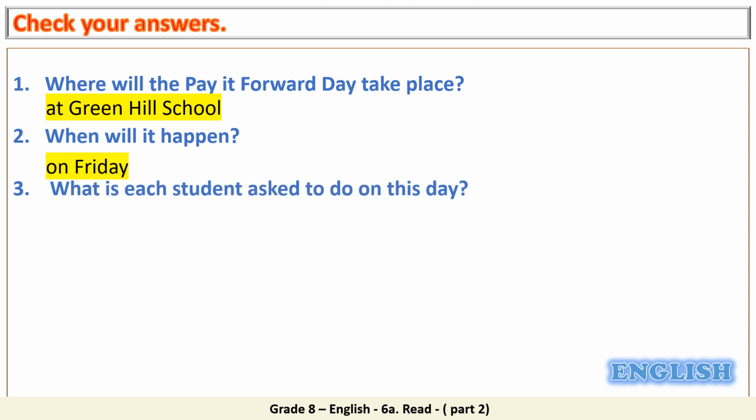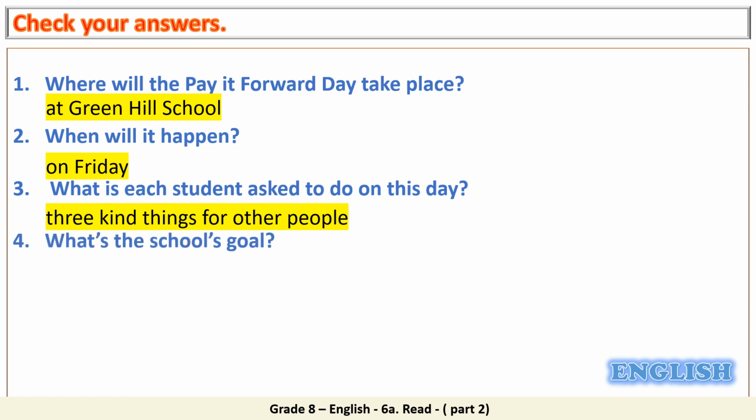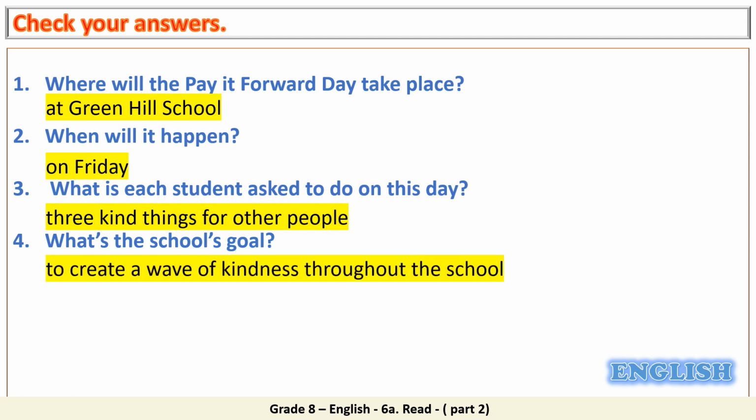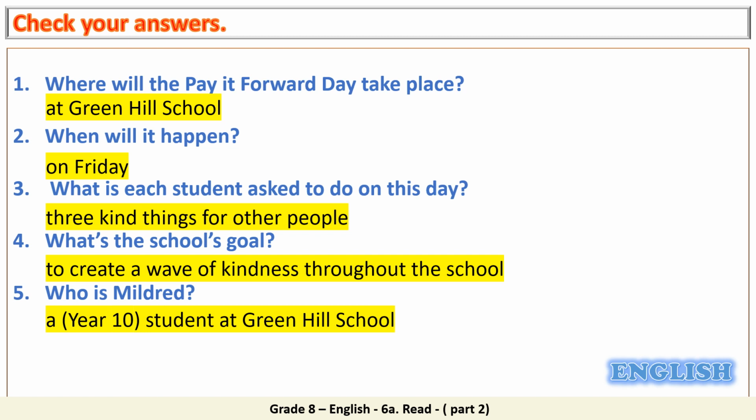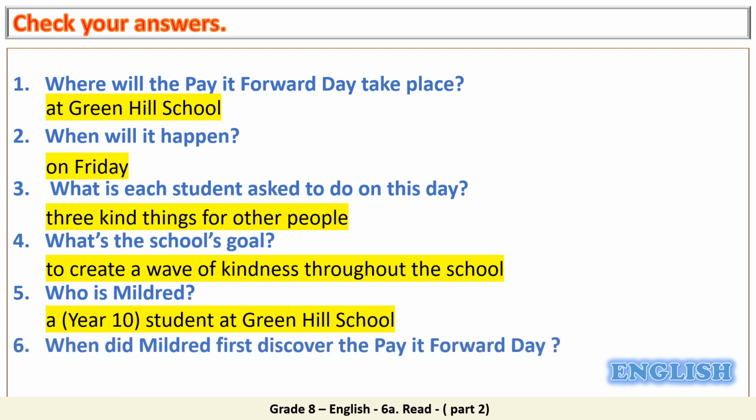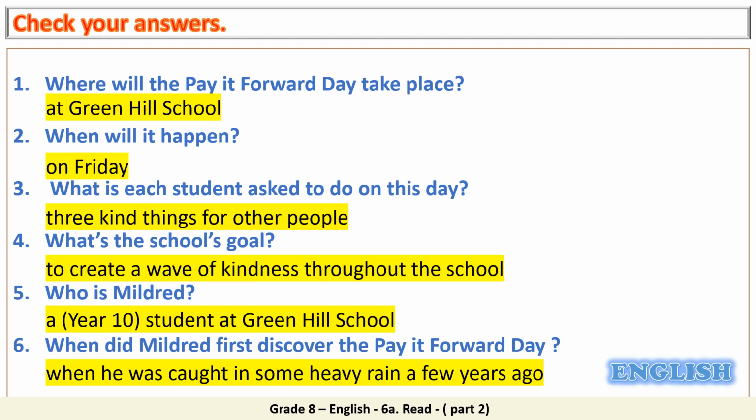3. What is each student asked to do on this day? 3 kind things for other people. 4. What's the school's goal? To create a wave of kindness throughout the school. 5. Who is Mildred? A Year 10 student at Green Hill School. 6. When did Mildred first discover the Pay It Forward Day? When she was caught in some heavy rain a few years ago.